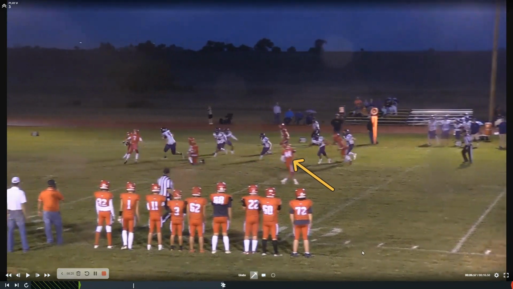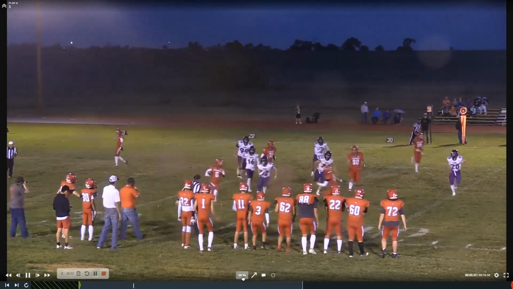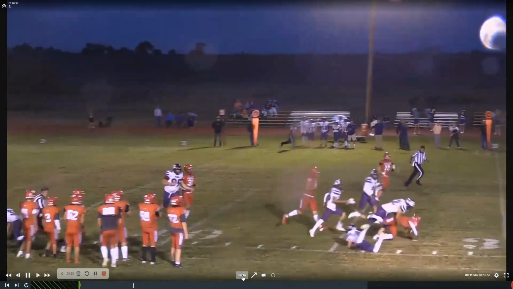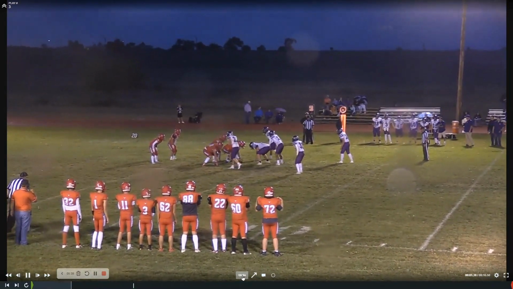Want to track this player right here, number 44, and just watch his action. Defender cannot defend himself and gets blown up by the blocker. Good call for illegal blindside block. Real quick note on mechanics.